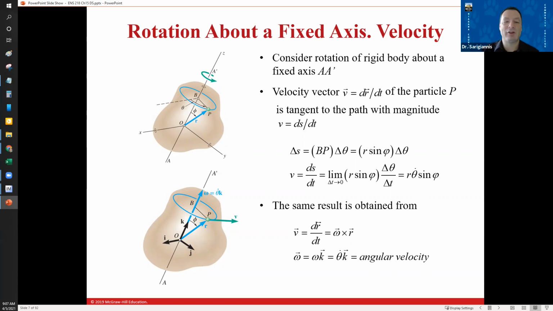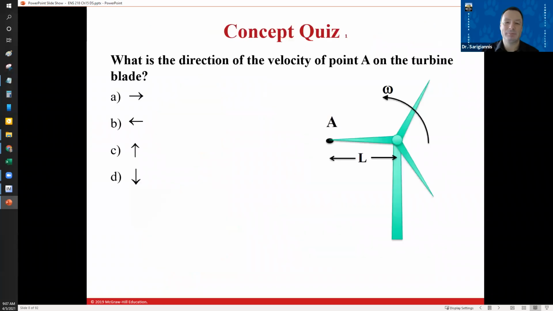You can get the same result if you look at this for velocity and do the cross product. So dr dt is just omega cross r. Omega is your rotational speed, basically, and that's how you get your velocity. You wind up here with theta dot k, and that's your angular velocity. You would just cross these. You have to come up with an expression for r, and you have to know the value for omega.